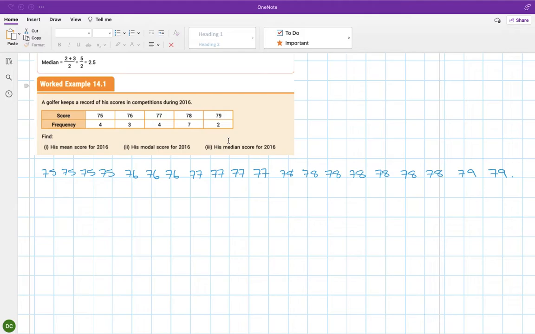So to get the mean score, we can just add all of them up, or we can recognize the fact that there are 4 75s, there are 3 76s, there are 4 77s, there are 7 78s, and there are 2 79s, and we can simplify the maths a little bit. Now, like I said, you can just expand them out the way I did and add them all up. But if there's 4 75s, you can do 75 plus 75 plus 75 plus 75. You can use addition, or you can use multiplication, 4 times 75, and it's just a bit quicker that way.